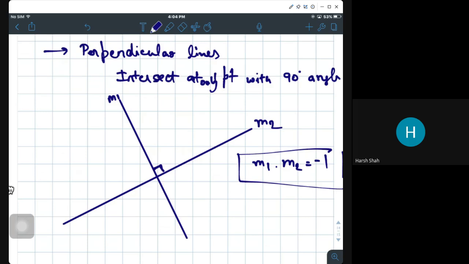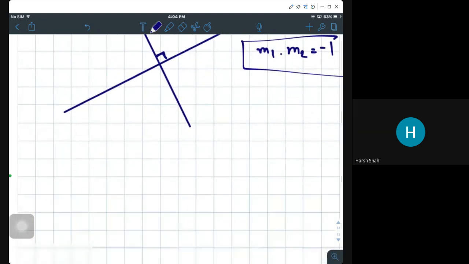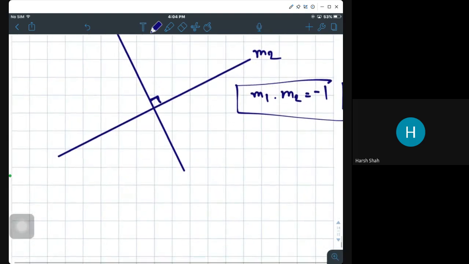Any doubts here? Okay. One more thing, the angle between two lines.